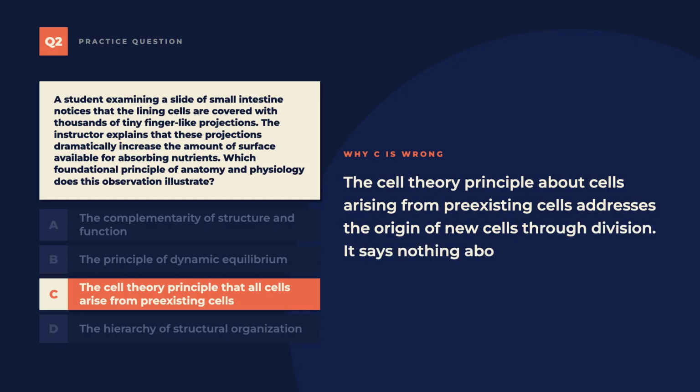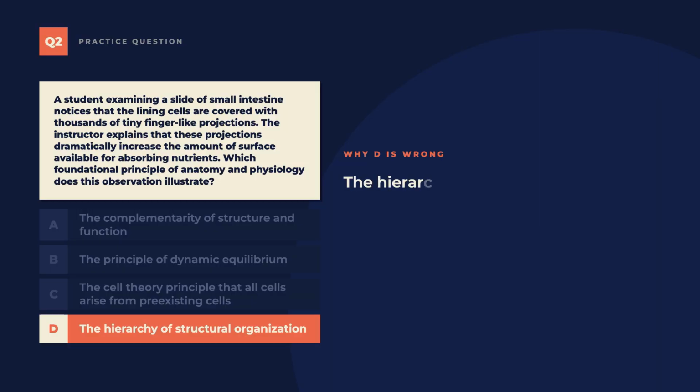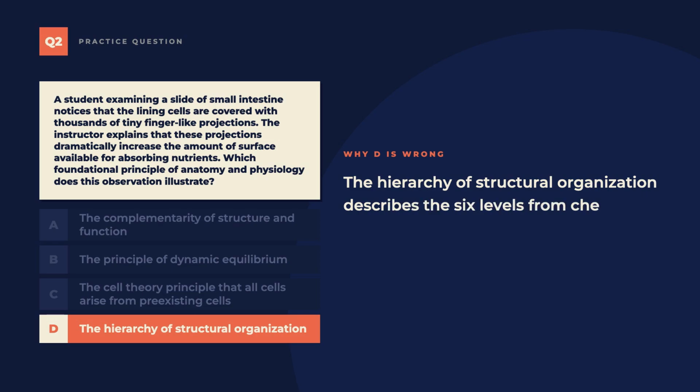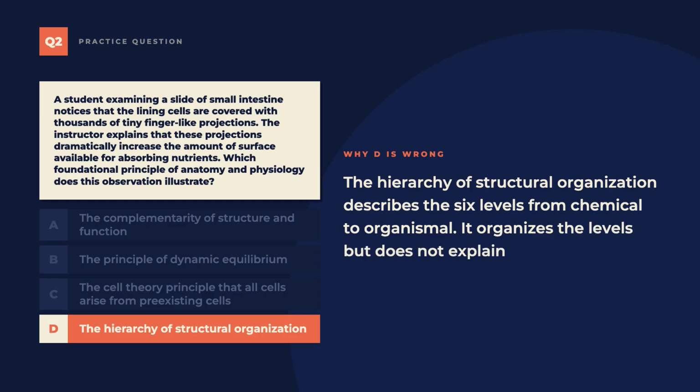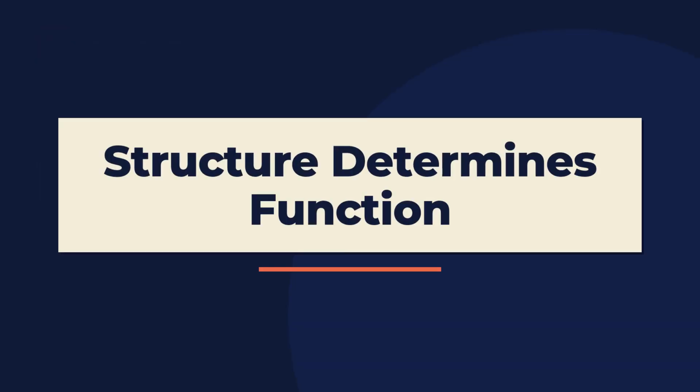It says nothing about why a cell shape matches its role. D is wrong because the hierarchy of structural organization describes the 6 levels from chemical to organismal. It organizes the levels but does not explain why a given structure has the shape it has. Structure always determines function. This idea, called the complementarity of structure and function, says the shape of any body part is precisely suited to the job it performs, from single molecules all the way up to whole organs.